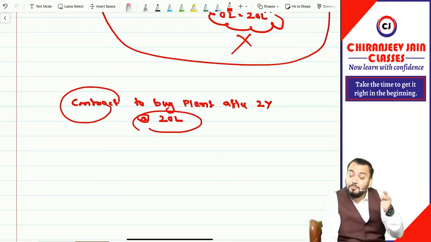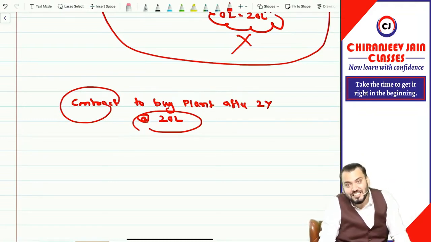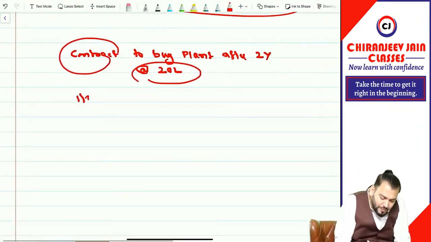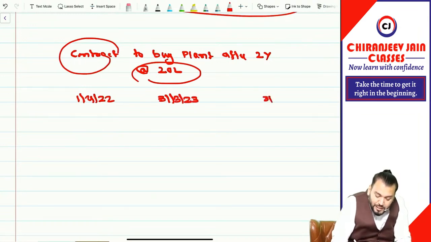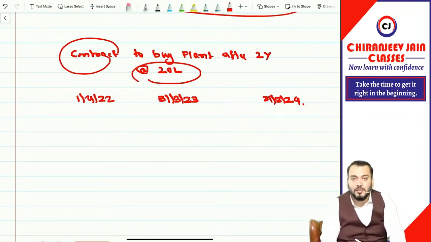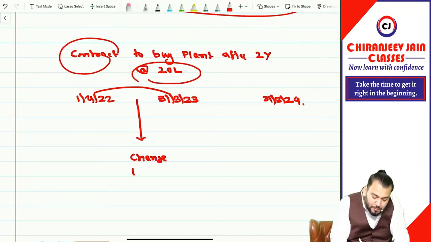Are you able to understand? Means once this contract becomes onerous, what is applicable? Ind AS 37 is applicable. Correct? Understood what I am saying? Suppose the contract was done on 1/4/2022, and right now it is 31st March 2023, and the delivery will be done on 31st March 2024. Quite possible. 2 years, right? Now what happened? In this year only, management decided to change the production method.